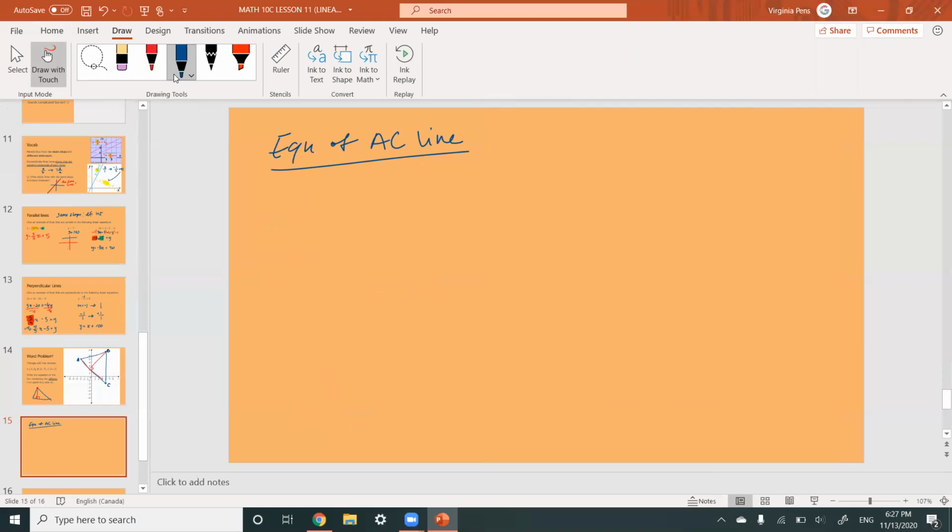It keeps your work organized. We can use point slope form, right? And if you recall from last lesson, point slope form is y minus y1 is equal to m, which is our slope, times x minus x1. So, what can we do? Well, since we're given the information for the points, we can substitute the points into our equation, right?